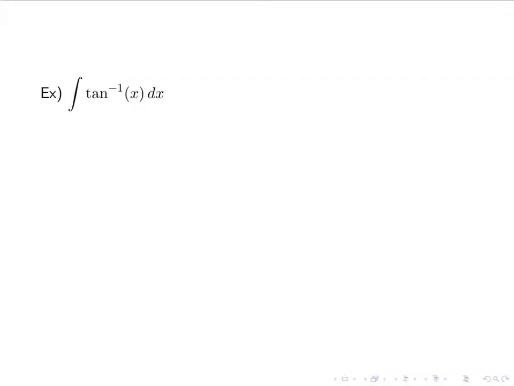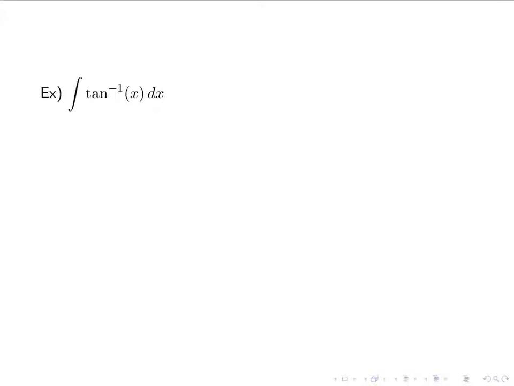Okay, so let's try another one. We've got the integral of a tan inverse of x dx. Again, it doesn't look like a product. There's only one thing there, tan inverse. But we don't know how to do this any other way. Right? We can't do u substitution. We can't do any of our trig things that we know about. So by parts is the only thing that we can do.